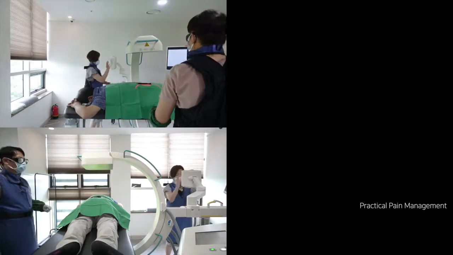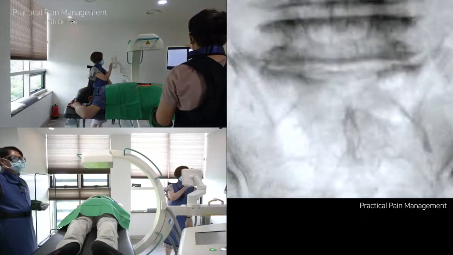It is one of the videos that show how much rotation and tilting I need to find a target and approach the needle. Please check the cranial tilting and rotation in each procedure.